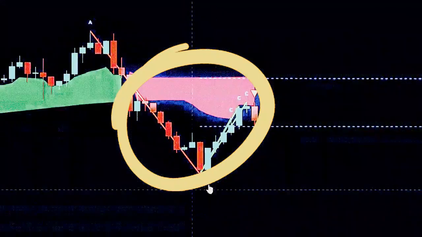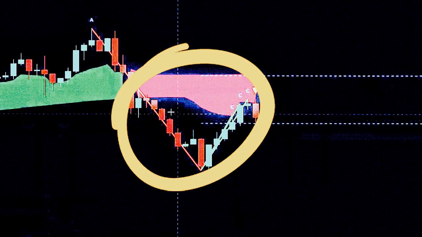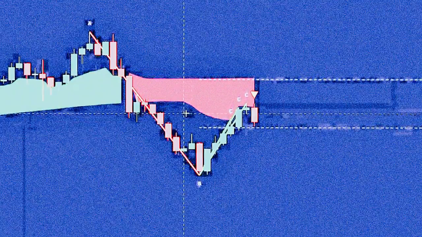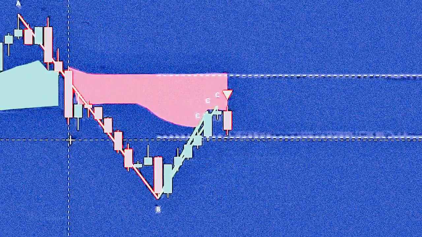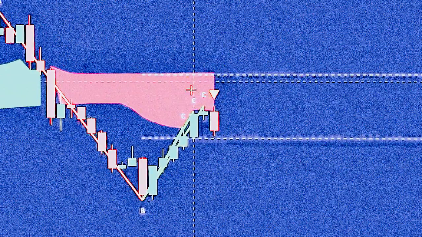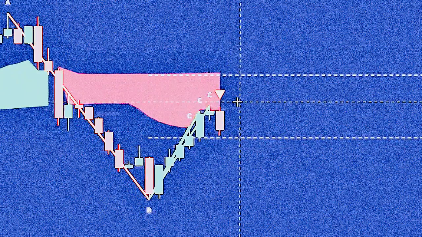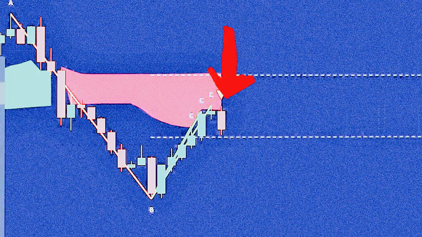In this case, we can see that the trend cloud is red, showing us that we are in a bearish trend. Upon examining the lines, it becomes clear that a new ABC pattern has emerged. Furthermore, a red triangle has been plotted, indicating an opportunity to enter into a sell position. Therefore, let's enter into the sell position.